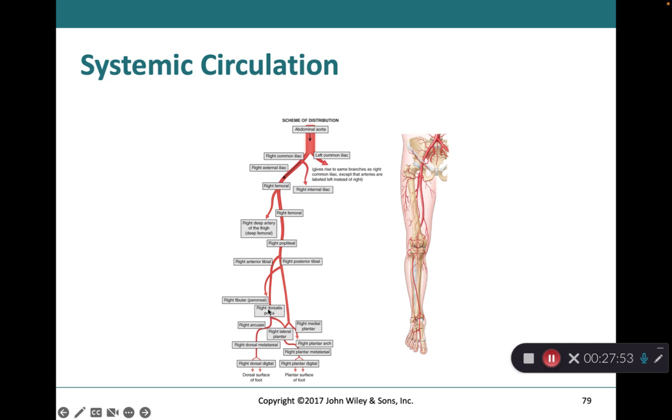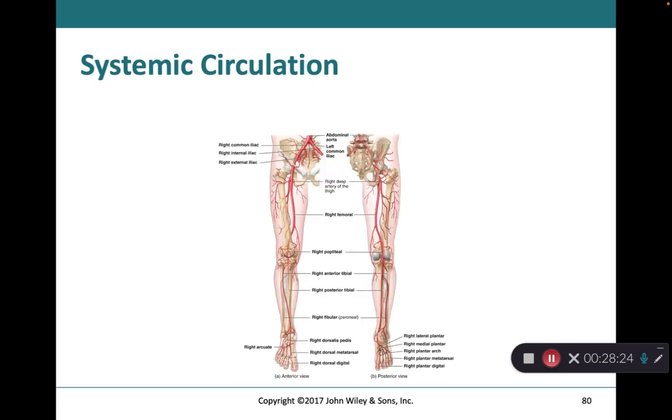Right dorsalis pedis, right arcuate, dorsal metatarsal, and then dorsal digital. So these are on the dorsal surface of the foot. Okay. This also branches from the dorsalis pedis into the right lateral plantar, right plantar arch, plantar metatarsal, and plantar digital. So this will be on the plantar surface of the foot. So here's the dorsal surface. Plantar is like underneath, like the sole of the foot. Okay. So that's all the branching of the lower limb there. So here you can see them a little bit better.